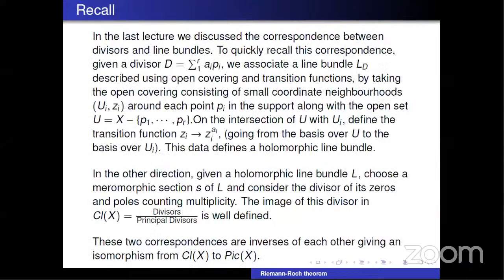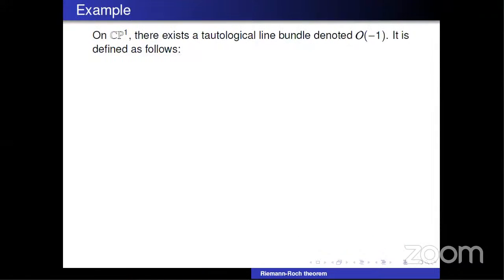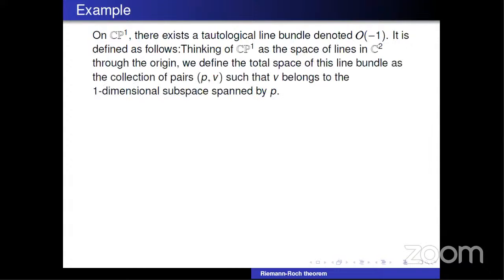Now, I did not discuss many examples last time because there wasn't enough time, but let me discuss two important examples in this lecture. One is on CP1, the Riemann sphere, where there exists a tautological line bundle denoted O(-1), and we define it as follows. Now I'm describing a very specific holomorphic line bundle.